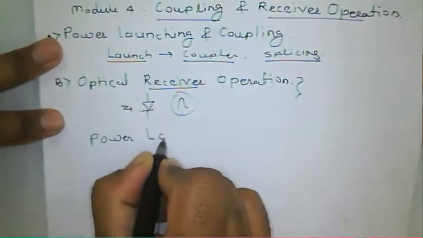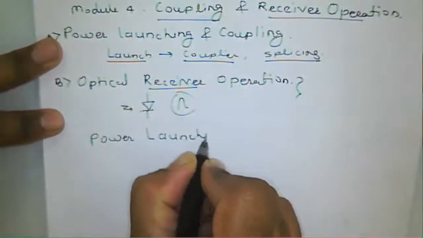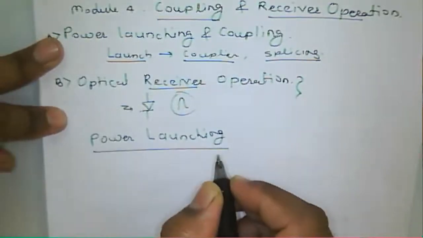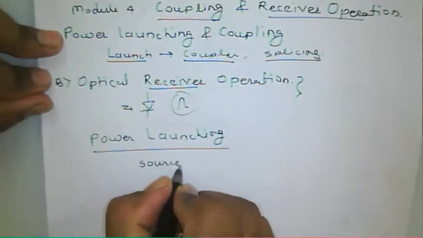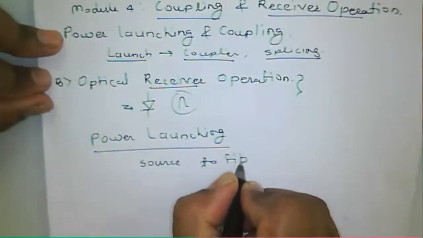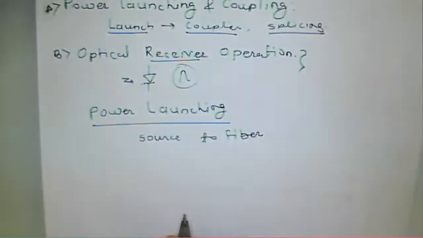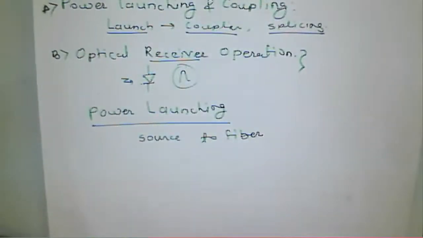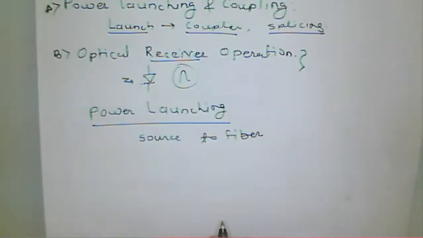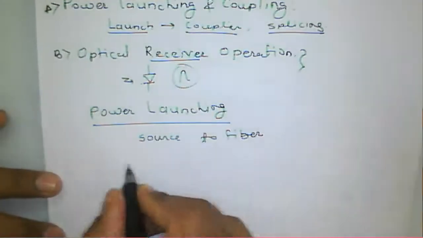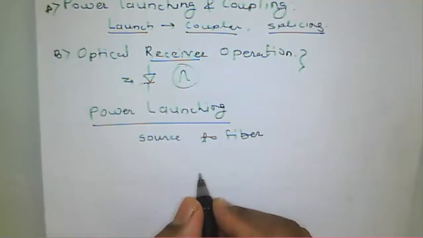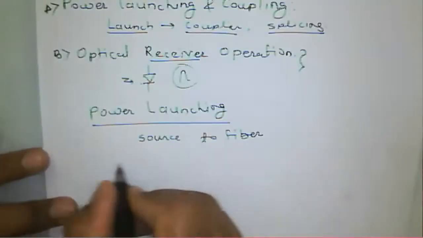When we say power launching and coupling, power launching means from source to fiber. Here we can ask what type of source we have, and how its power will be coupled to the given fiber. That is power coupling from the source to the fiber.